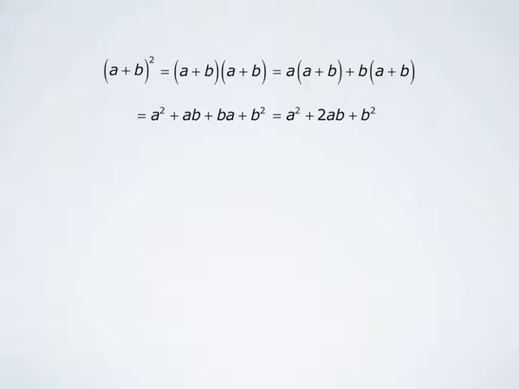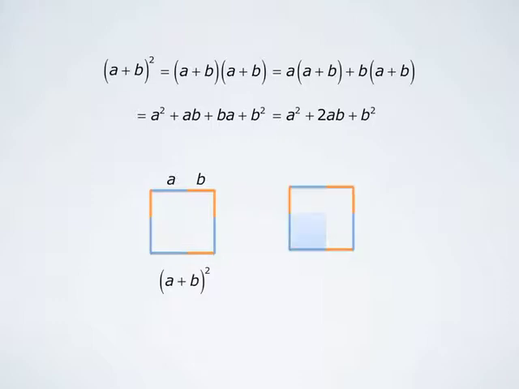Next, we interpret this geometrically. (a plus b) squared is the area of a square of side length a plus b. So we draw a square whose side length is a plus b, and the side consists of one segment which has length a and another one which has the length b. The area of such a square is, of course, (a plus b) squared. This square can be split into subdomains.